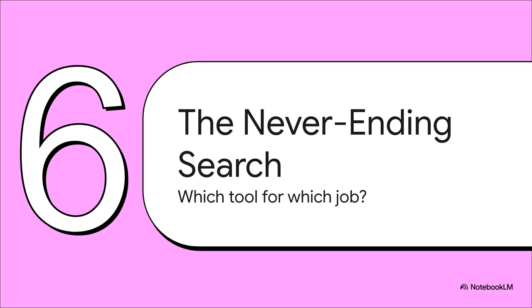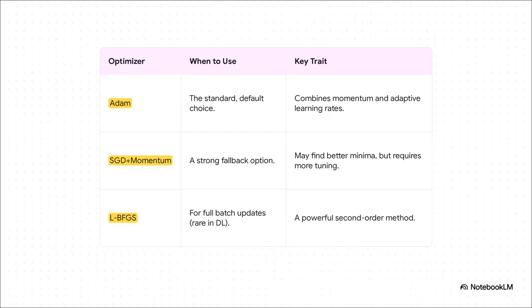So we've equipped our hiker with some amazing, powerful tools. But the truth is, the journey of optimization, of finding that perfect lowest valley, it's never really over. The last big question is, which one of these tools should you pick for your journey? And honestly, the takeaway here is pretty straightforward. Adam is your standard default choice. You start with Adam. It just works well out of the box for most problems. Now, SGD with momentum is a really strong alternative. Some research even shows it can sometimes find better valleys, but it usually needs a lot more careful tuning. And then you have other methods like L-BFGS, which are super powerful, but they don't really work with the way modern deep learning is done.